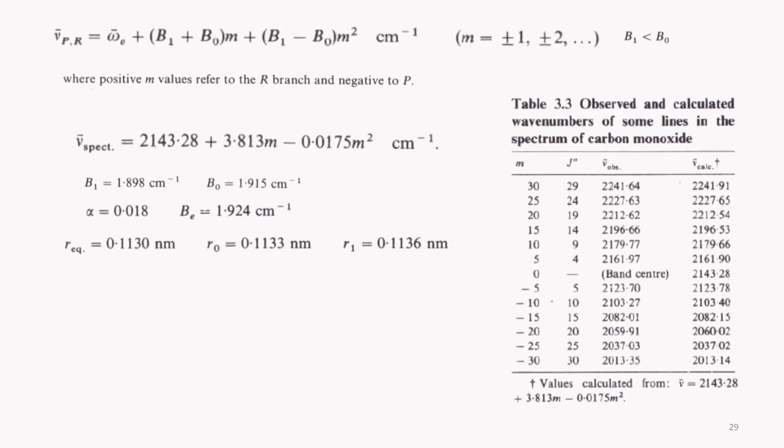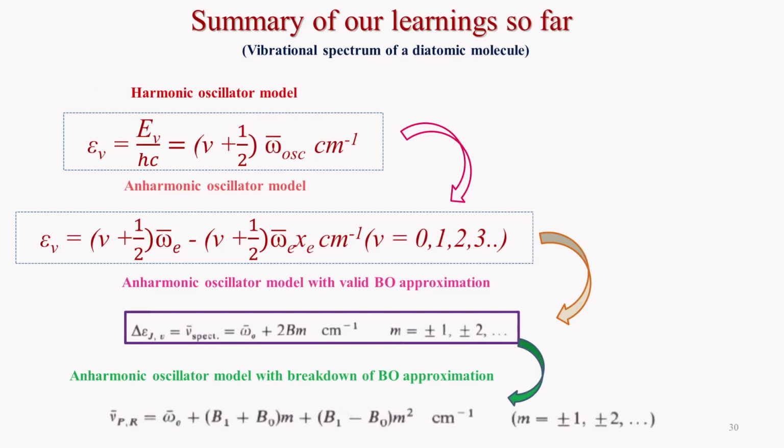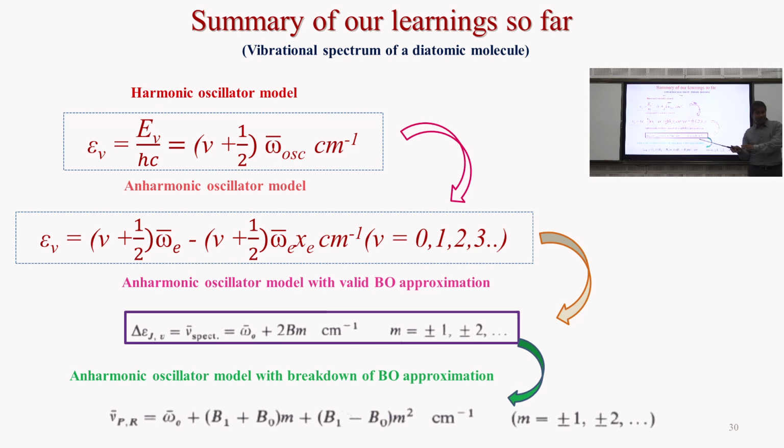I think we are running out of time, so this might be the last one. So where we have started, this is the evolution of this spectroscopy. We started with the harmonic oscillator model, and then we saw that only one band is expected, omega OSC, which is not enough for the multiple bands. So we changed our approximation. We now consider, instead of the harmonic oscillator, an anharmonic oscillator, which allows you to think of the bond breaking event.